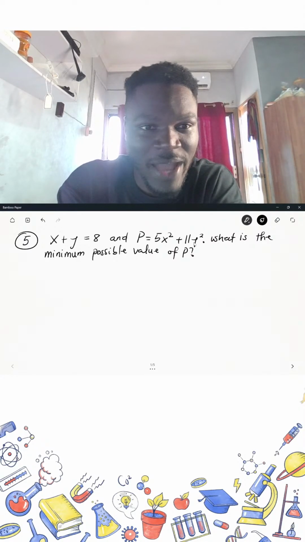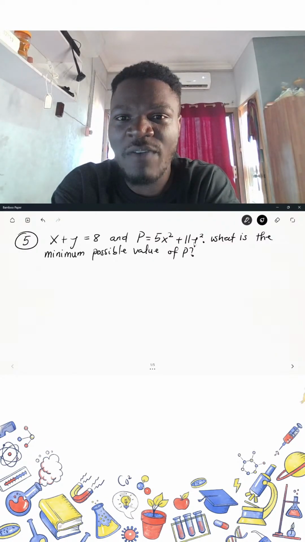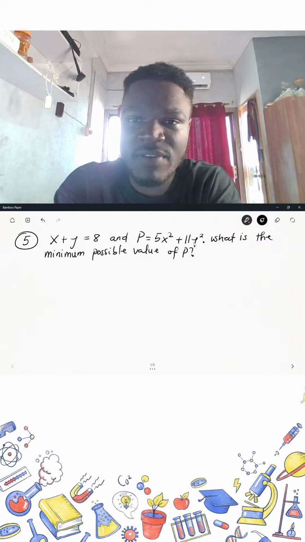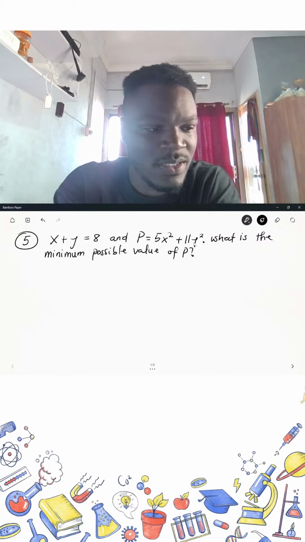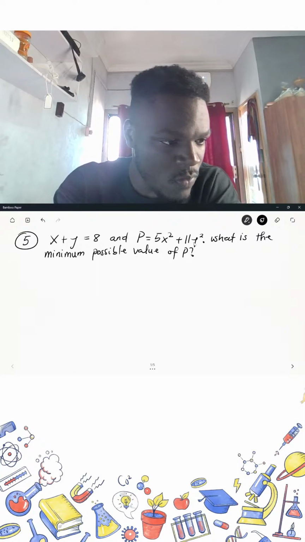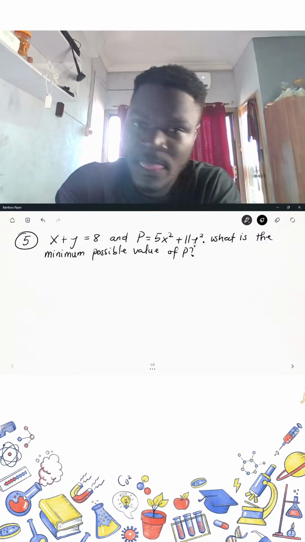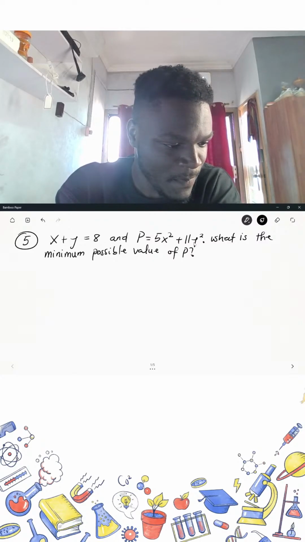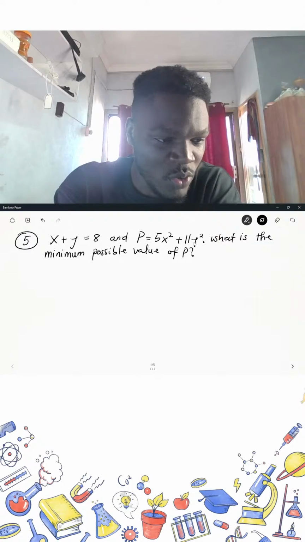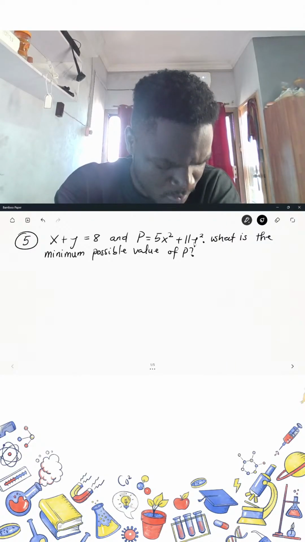Okay, guys, so this is the question that we have. We have x plus y is equal to 8 and p is equal to 5x squared plus 11y squared. The question is asking what is the minimum possible value for p. So let's quickly attempt this question and then we can proceed. Kunal, I'm sure you want to give this question a try, so get me a value for p.